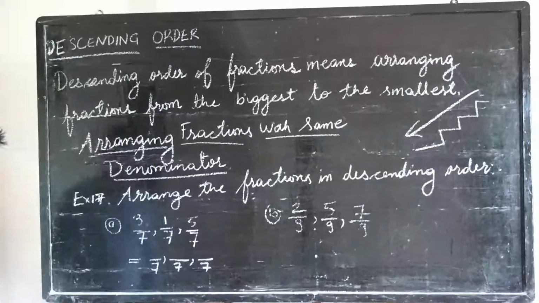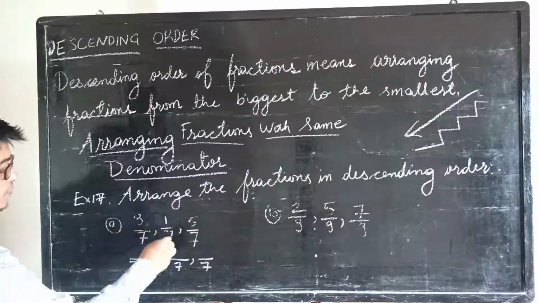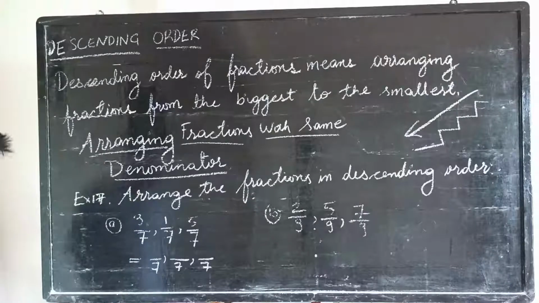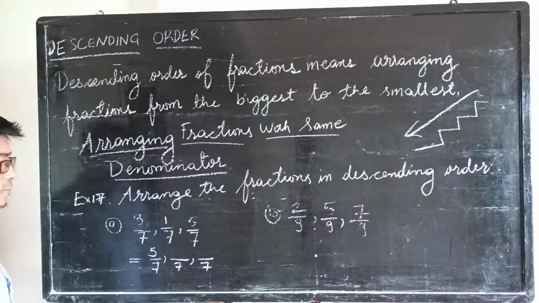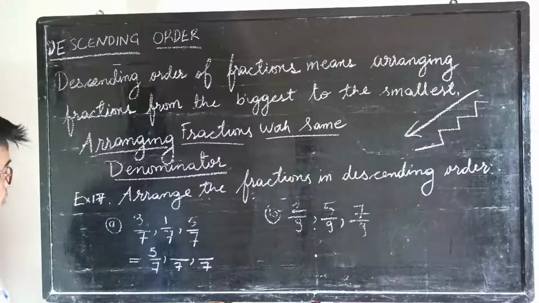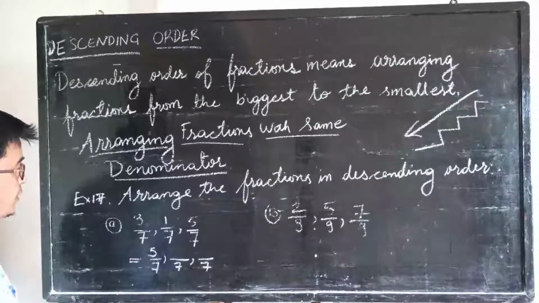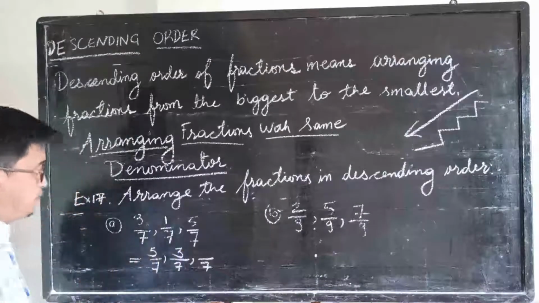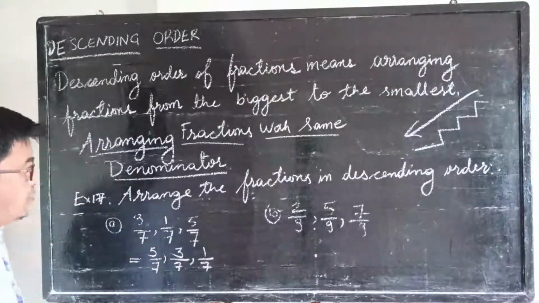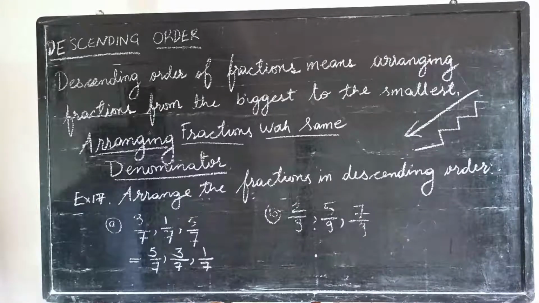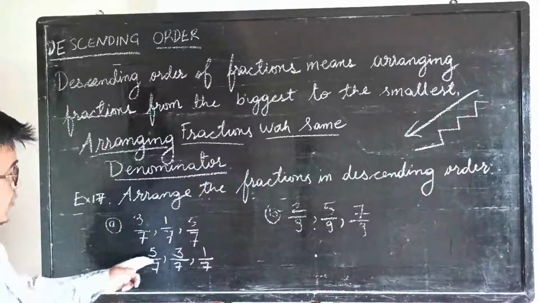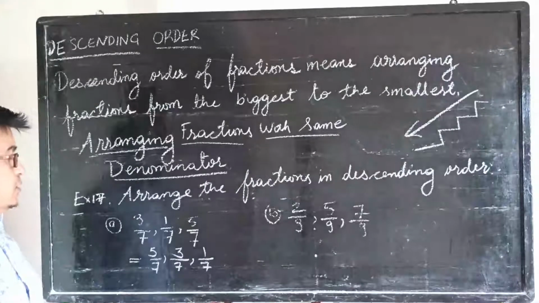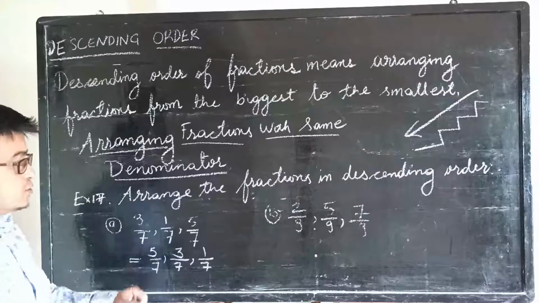Now look at the numerators. 3, 1 and 5. Which is the biggest? 5. That is 5 upon 7. Then 3 and 1. Which is big? 3. Then the last one, 1. When the denominators are same, the fraction with the bigger numerator is the biggest, and the fraction with the smallest numerator is the smallest.